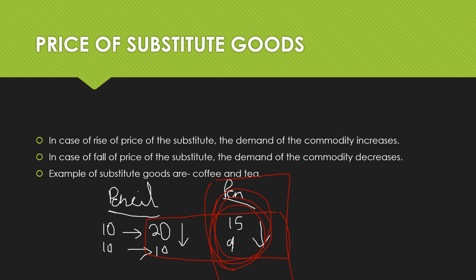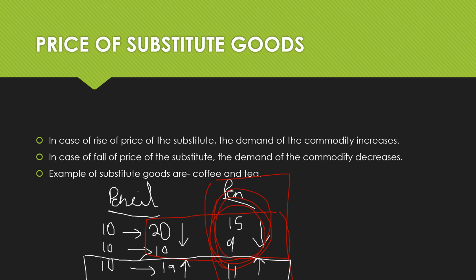Now let's say that the price of pencil, as usual, remains at 10. Now let's say the price of pen has gone up. It has become 11 rupees. So what will happen? The demand will rise, and now the demand is 19. So what has happened with the rise in price? Here we see that with the rise in price of a substitute, that is pen, there is a rise in demand.